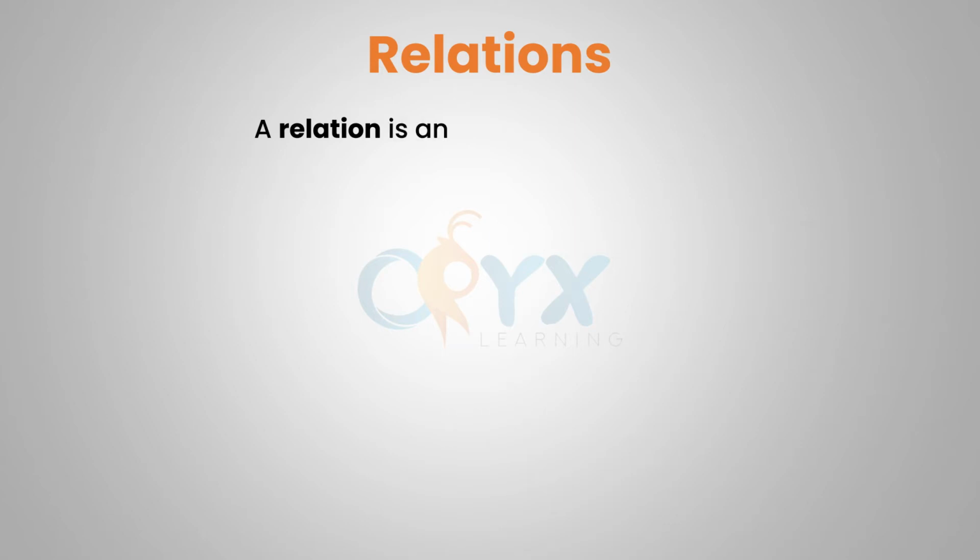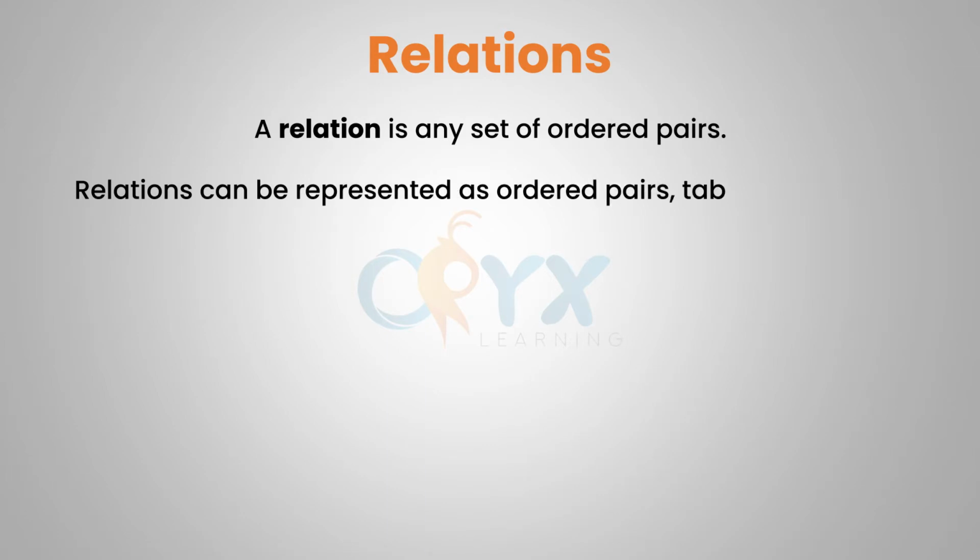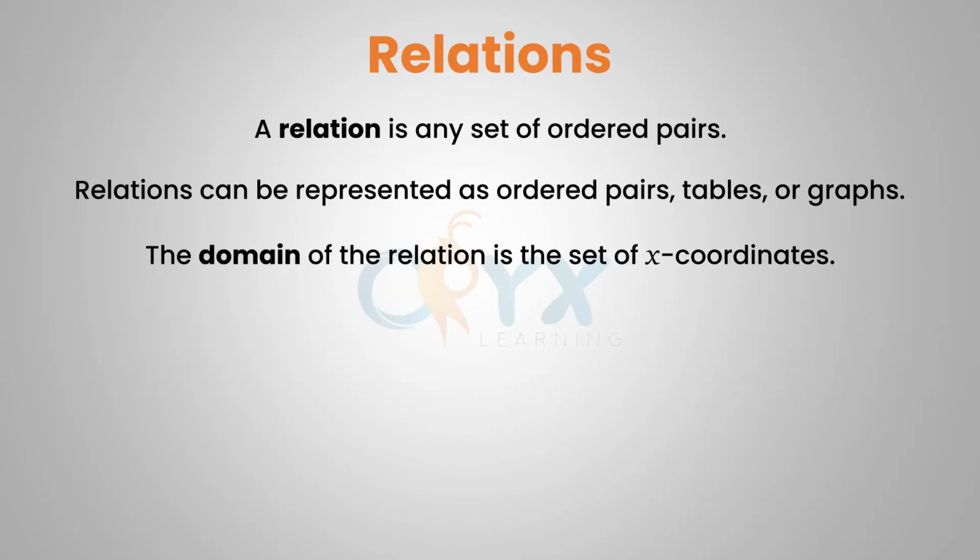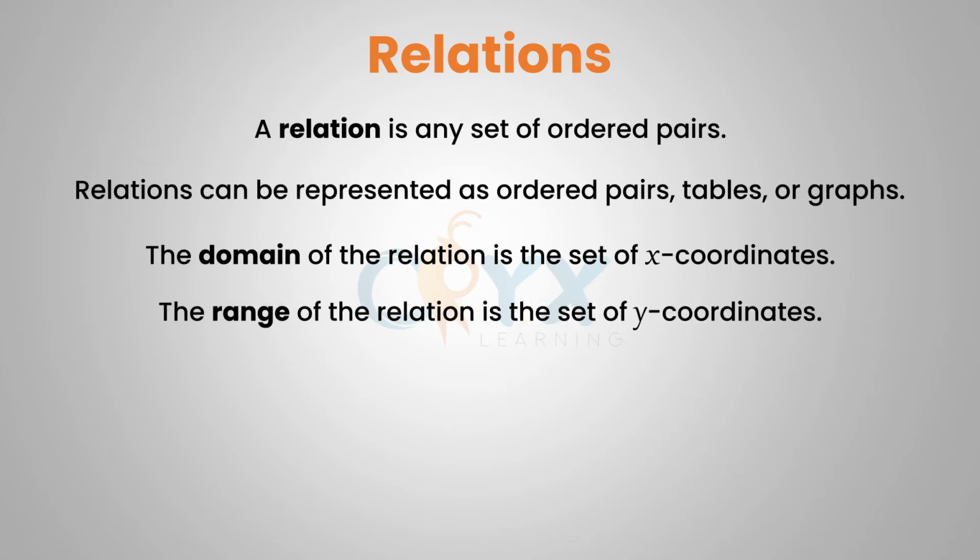A relation is any set of ordered pairs. Relations can be represented as ordered pairs, tables, or graphs. The domain of the relation is the set of x coordinates. The range of the relation is the set of y coordinates.